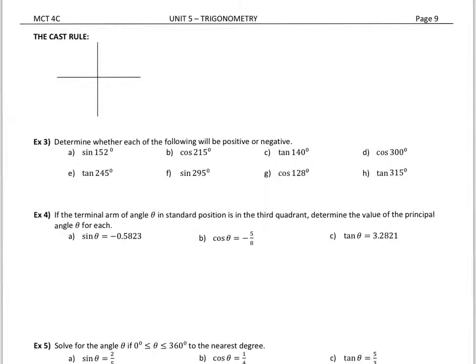So let us summarize the CAST rule here. I've got my Cartesian plane and the four quadrants. I know that at the positive x-axis I'm at 0 degrees. The positive y-axis is 90 degrees. The negative x is 180 degrees. The negative y would be 270 degrees, and then we're back to 360 degrees.